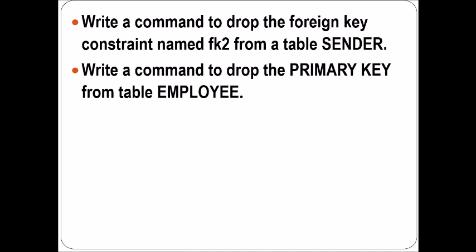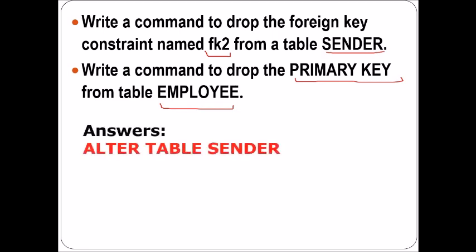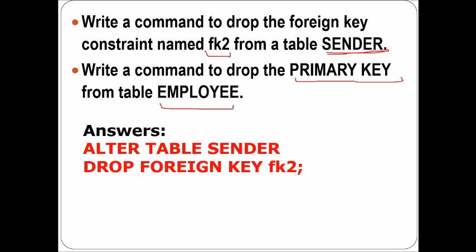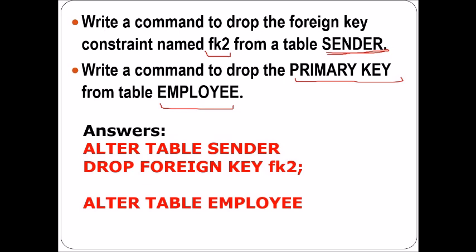Next, write a command to drop the foreign key, that is to remove the foreign key. The name of the foreign key is fk2 from the table sender. Then write a command to drop the primary key from the table employee. Write the answer and then check the answer when I display it. So the answers: alter table sender, this is the name of the table, drop foreign key fk2. The next answer, table name is employee here, so alter table employee, drop primary key.